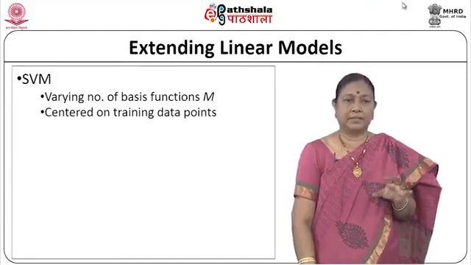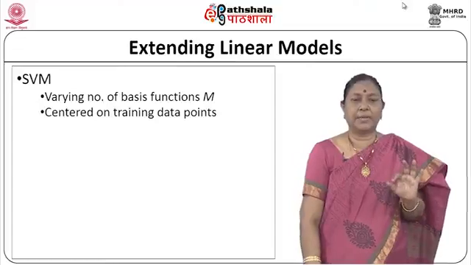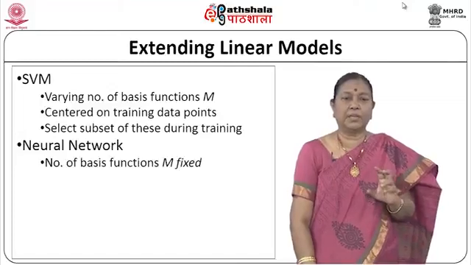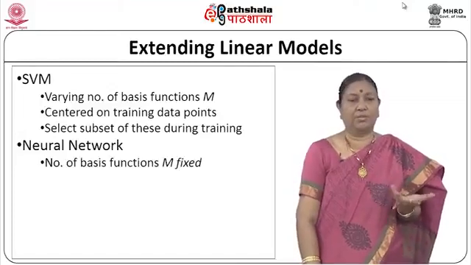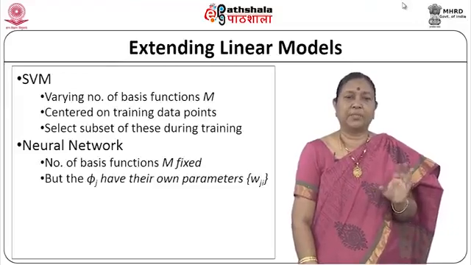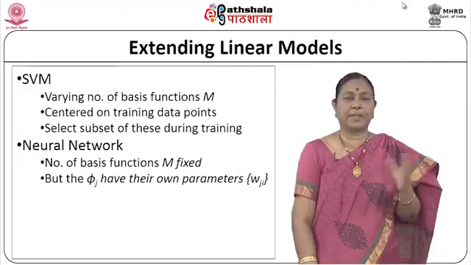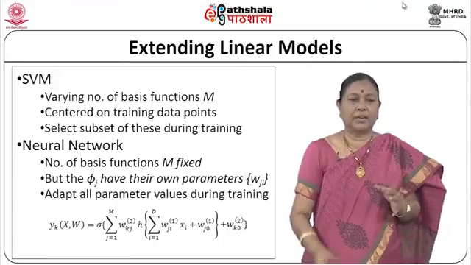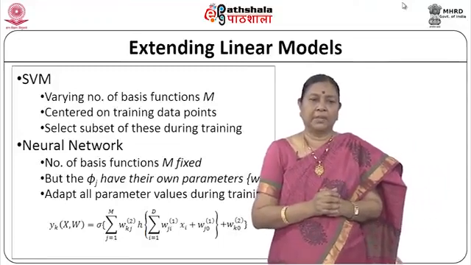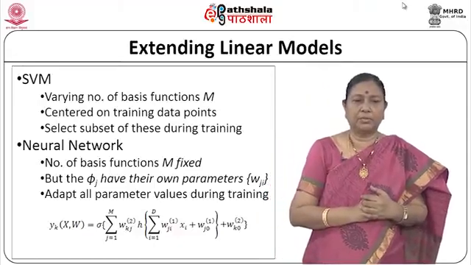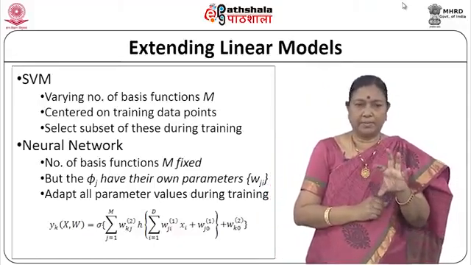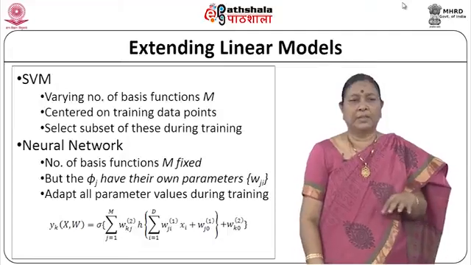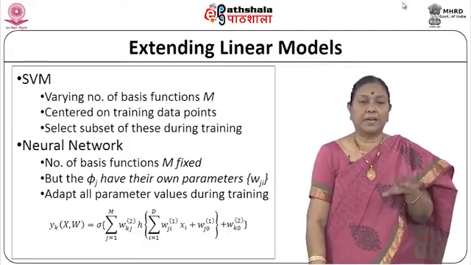So, before we go further, let us look at some comparisons between SVM and neural networks. SVM: varying number of basis functions m, centered on training data points, select a subset of these during training. Neural network: the number of basis functions m is fixed, but the phi j have their own parameters. So, phi j is that conversion from the input using a nonlinear function. Adapt all parameter values during training. So, that is the idea of a neural network problem. So, you have y k of x and w equal to psi of the weighting part w k j, times h, and then you have the weighting part with the parameters represented by w j.